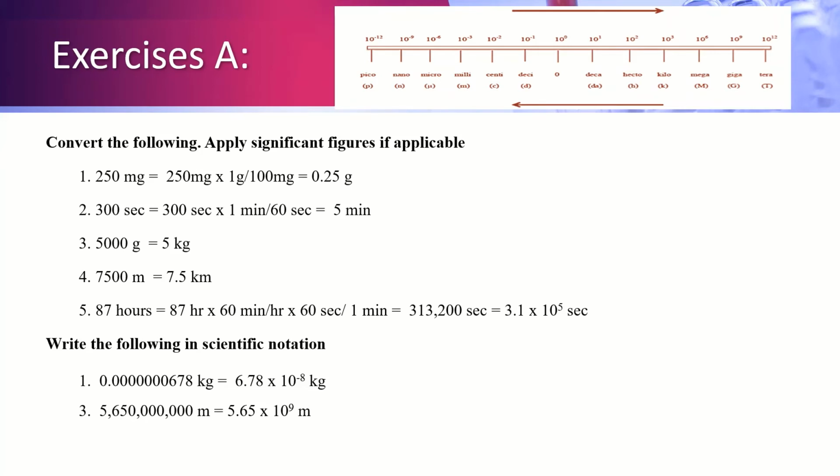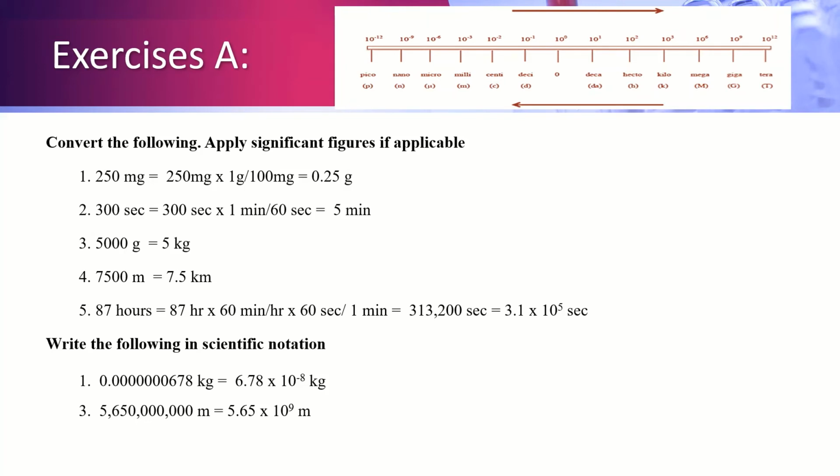It should be negative because it's very small. So since there are 7 zeros, it's 7 plus 1, which is on the 6th place because you make it a whole number, so it becomes negative 8. So the final answer is 6.78 times 10 to the power of negative 8 kilograms.